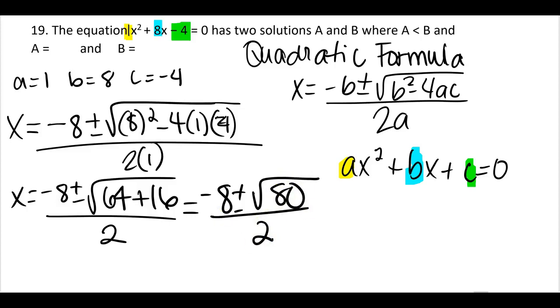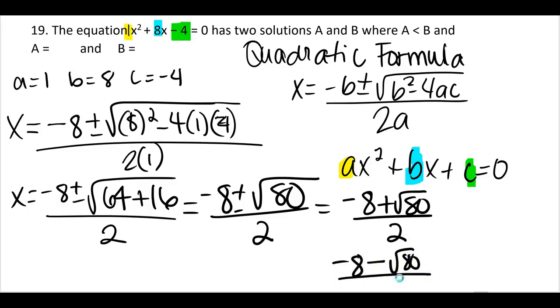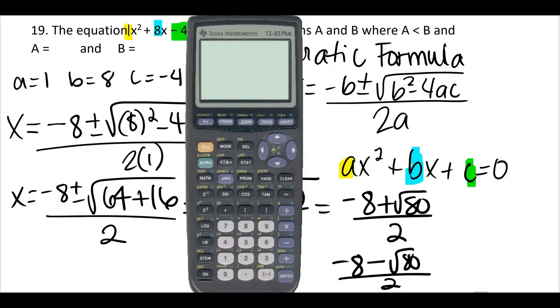And then in IMathAS, they want it in decimal form. So you can very easily put this in your calculator and get your decimals. So the first solution is negative 8 plus the square root of 80 divided by 2. And then negative 8 minus the square root of 80 divided by 2. So let's look at how you would put that in the calculator. So we'll start with negative 8 plus the square root of 80. I like to press enter, get the answer, and then say divide by 2.